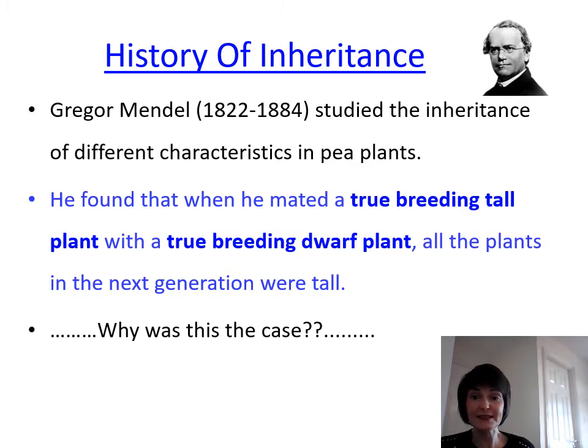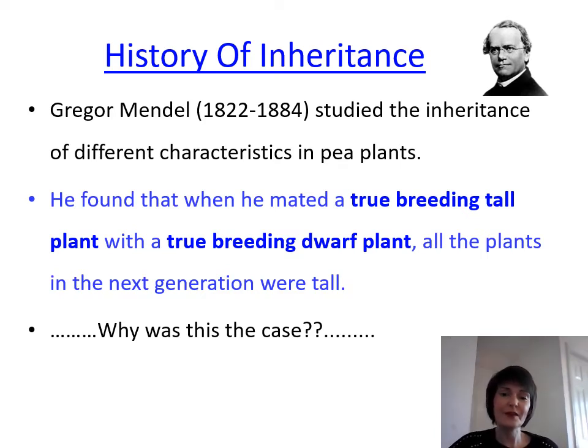So he found that when he mated a true breeding tall plant with a true breeding dwarf plant, all the plants in the next generation were tall. And you've got to think to yourself, hang on a minute, there are tall ones and there are dwarf ones. Surely to goodness you would get half tall, half dwarf. But that was not the case. And what we're going to do now is we're going to look at a genetics cross that deals with what Mendel actually looked at genetically, and we're going to carry out a genetic cross.